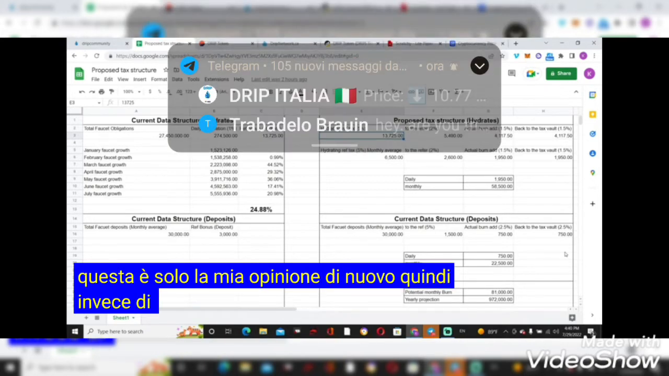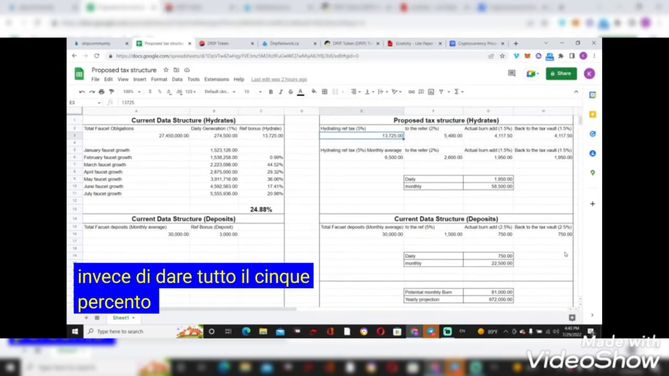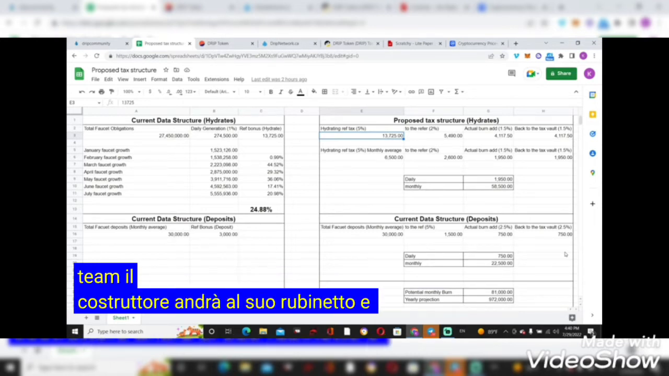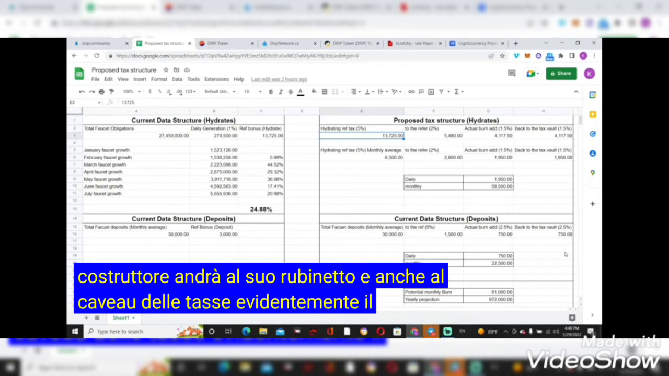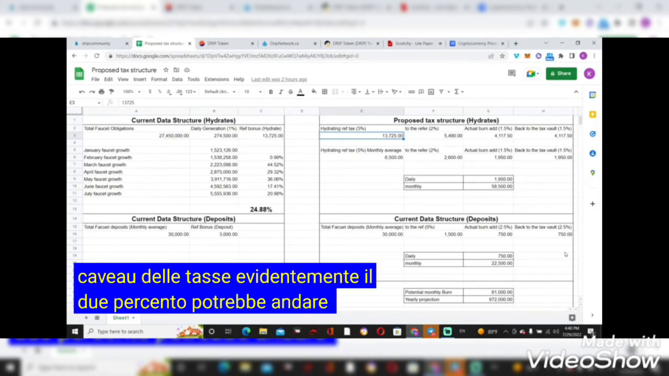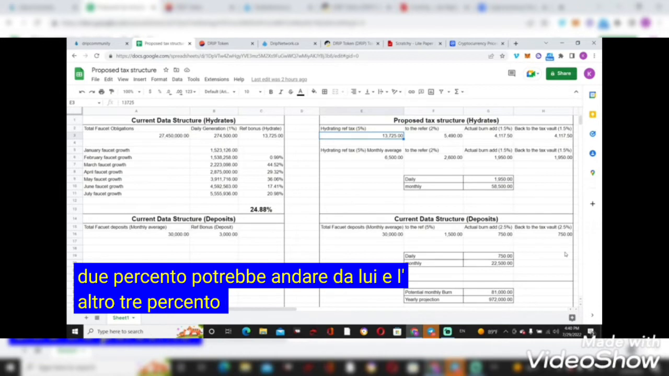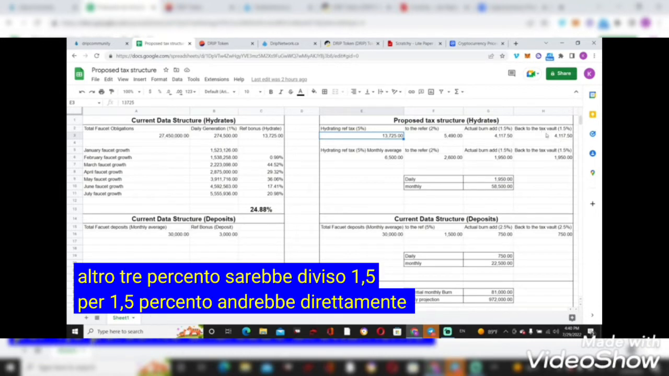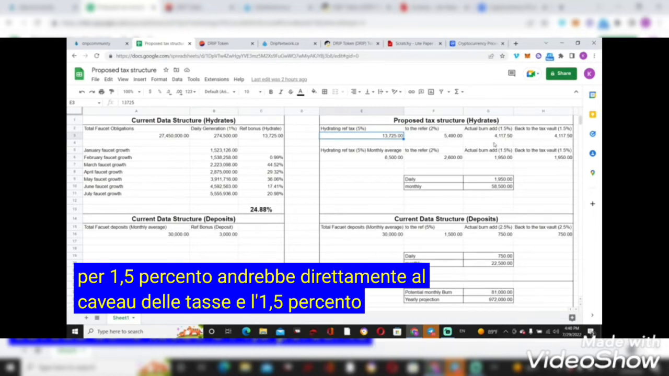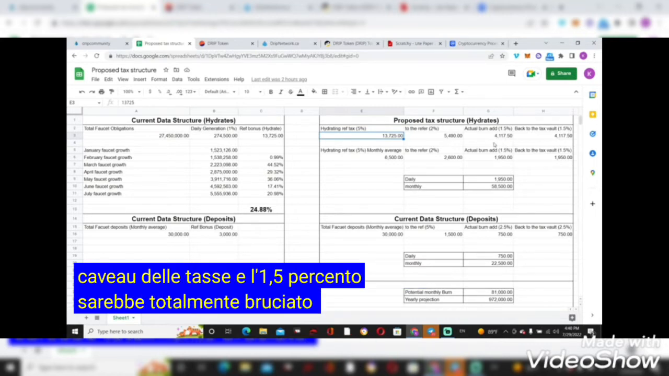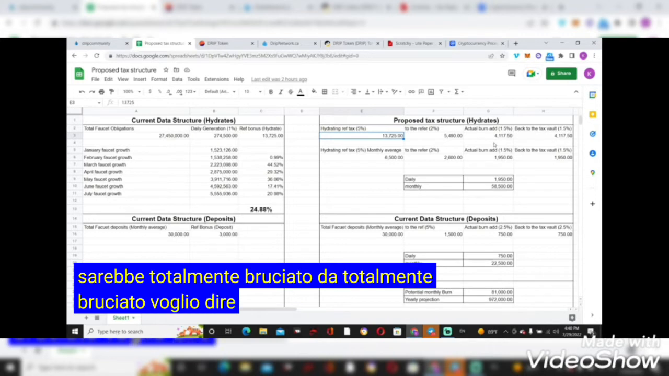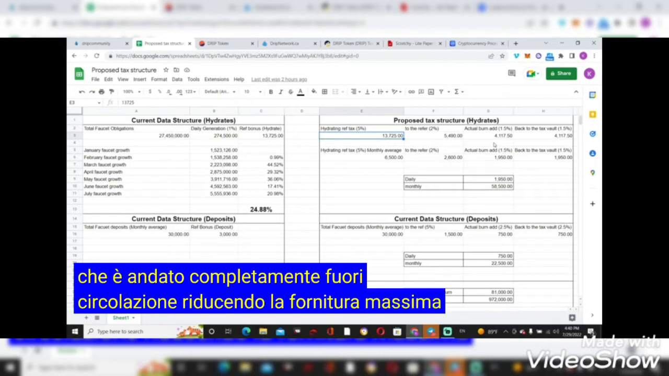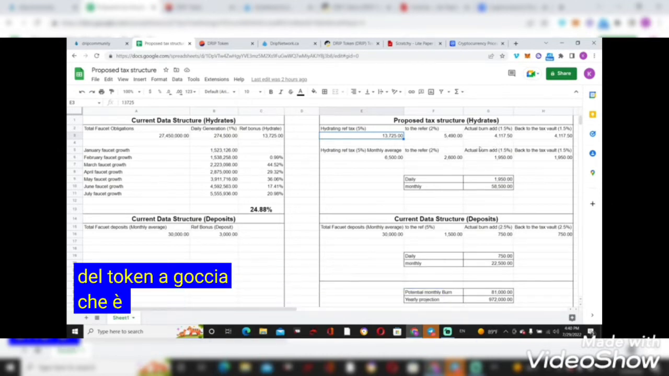So instead of giving all the 5% to the team builder, it's going to go to his faucet and also to the tax vault, evidently. 2% could go to him, and the other 3% would be split. 1.5% would go directly to the tax vault, and 1.5% would be totally burned. By totally burned, I mean that it's completely gone out of circulation, reducing the max supply of the drip token. And that is the main de facto here.